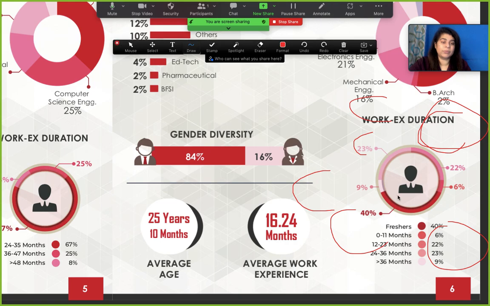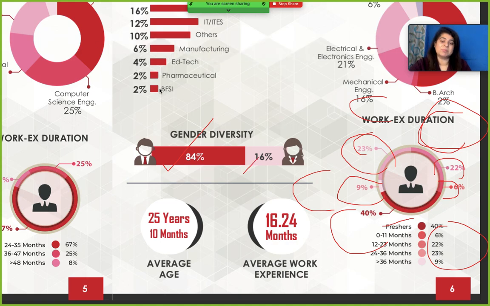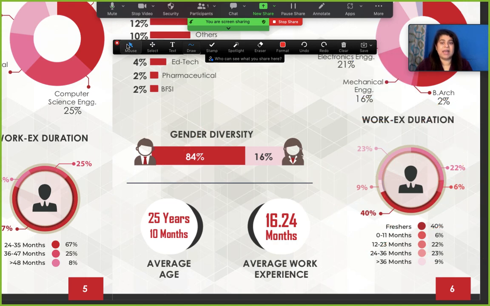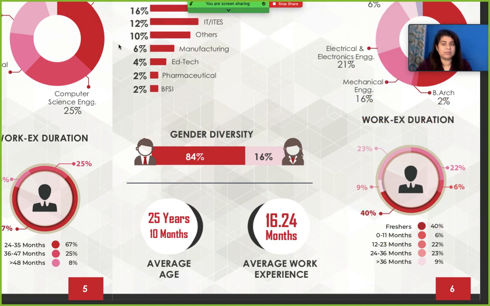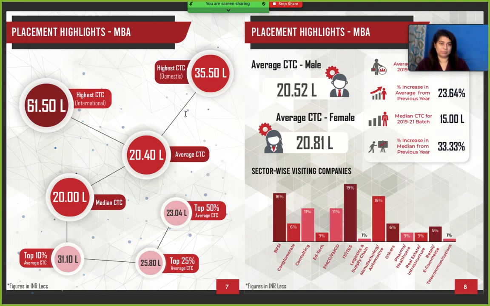Work experience में देखो, 40% freshers हैं, 6% 0 to 11 months experience, 22% 12 to 23 months of experience, 23% with 24 to 36 months of experience, greater than 36 months we have 9%. Gender diversity is very skewed out here, 84% male, 16% female. But the kind of background, if you see, people coming maximum from civil engineering, तो वहाँ पे male candidates वैसे ही ज़्यादा होते हैं, right? Average age is 25 years 10 months. Average work ex is 16.24 months. ठीक है? That's giving you guys a fair idea about the batch profile across the programs, right?